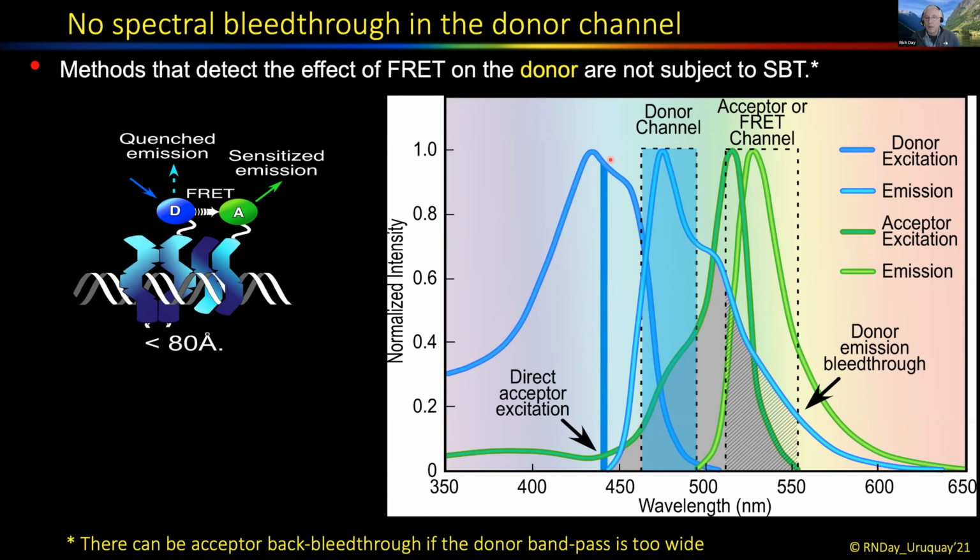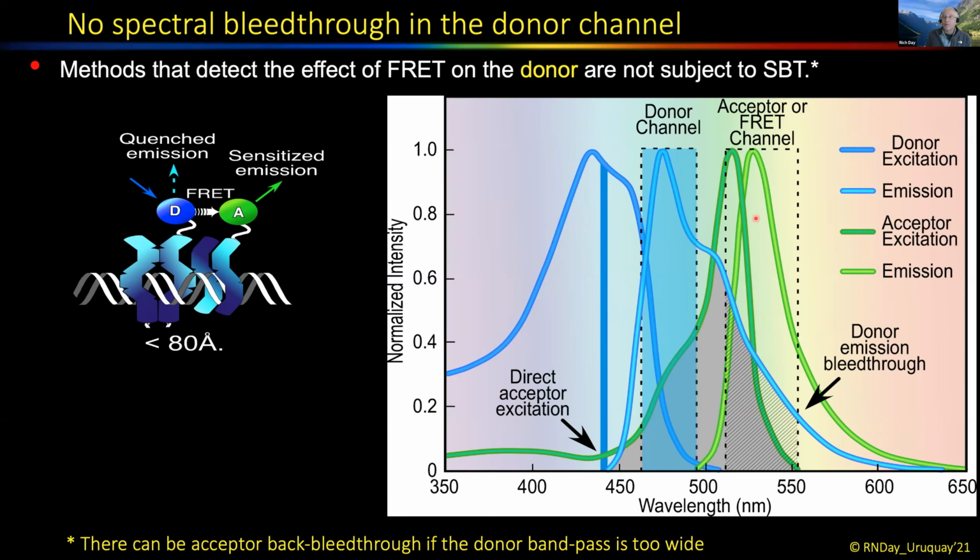For example, no matter where I excite my donor, I'm going to get some direct excitation of the acceptor, that's shown here. And no matter how I set my acceptor channel, there's always going to be donor bleed through into that acceptor channel. And this is the donor bleed through. These two components have to be accounted for if I want to measure FRET by sensitized emission.